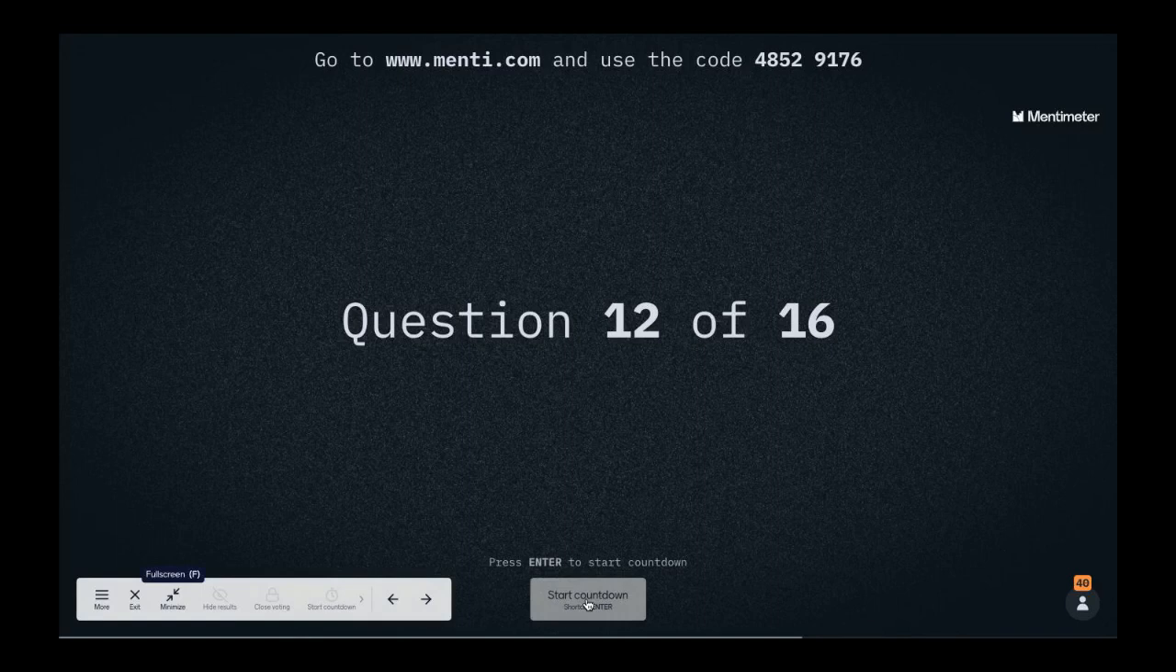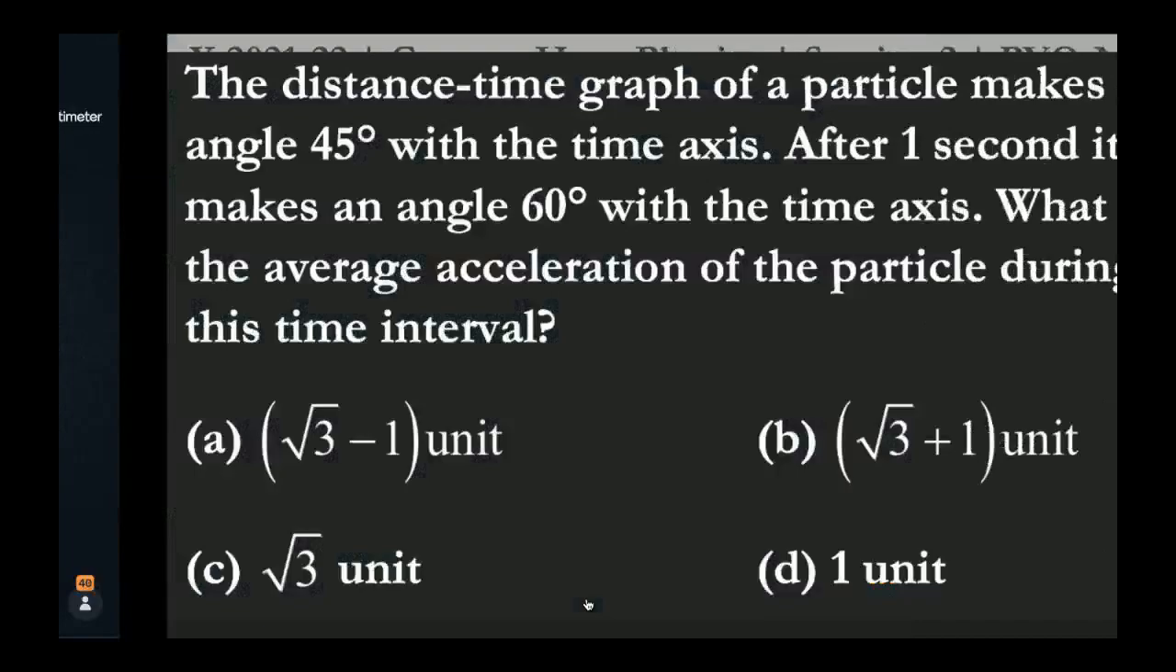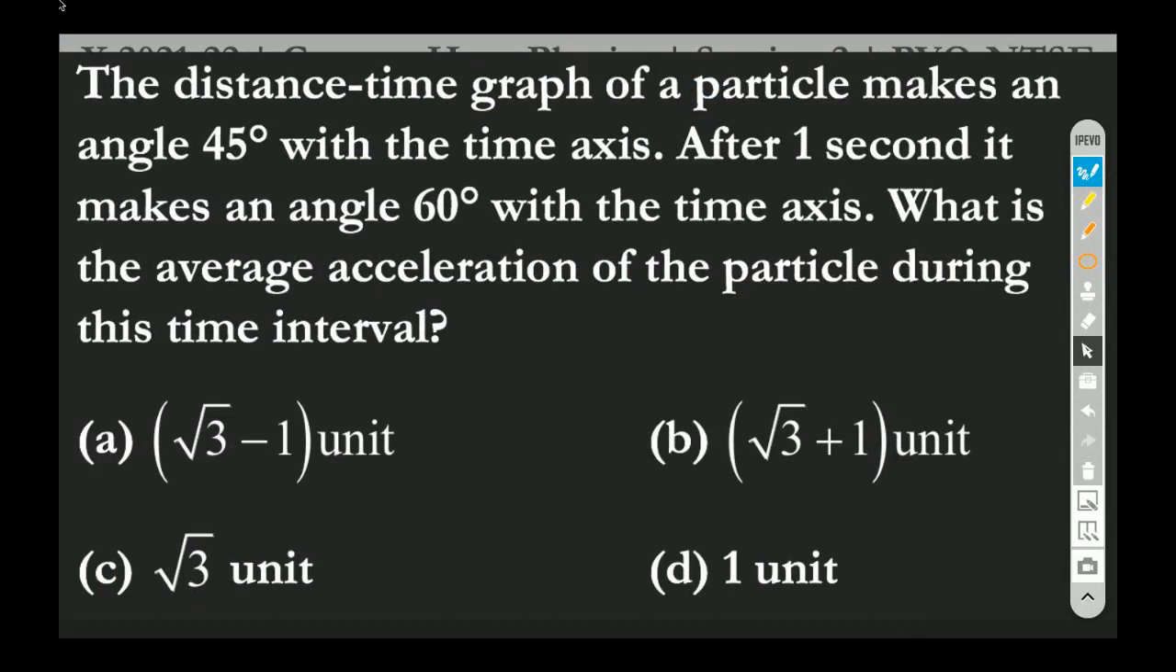Sir, but then for the initial velocity to be 1, shouldn't the opposite side be 1? How do you know that the opposite side for 45 degrees has value 1? And slope is calculated by tan theta. Okay? Sir, but then what represents the velocity in a distance time graph? The slope. In a distance time graph, the slope represents the velocity. Oh yes, sir, understood.